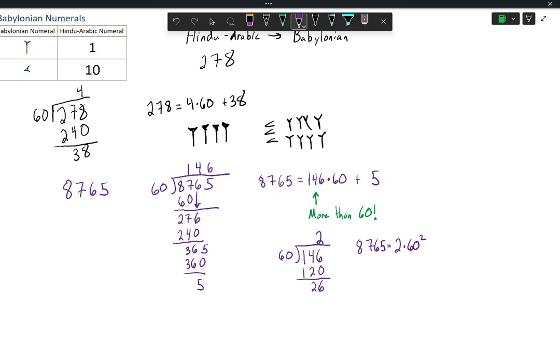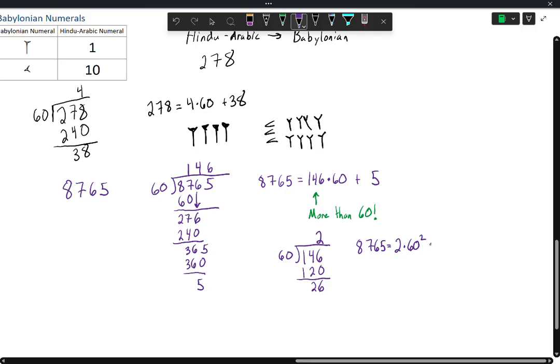It's kind of like shifting from 23 tens is 230. We're just dividing by 60 rather than by 10. Plus the 26 leftover groups of 60 plus 5. So I end up with 2 groups of 60 squared, 26 groups of 60, and 5 more. All right, that's it for Babylonian numerals.